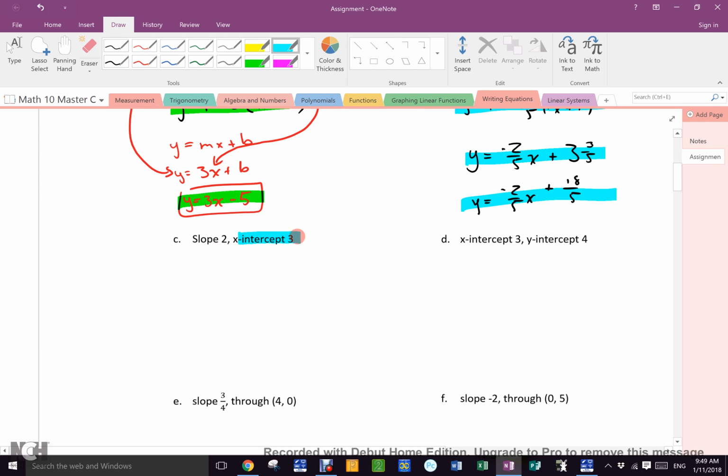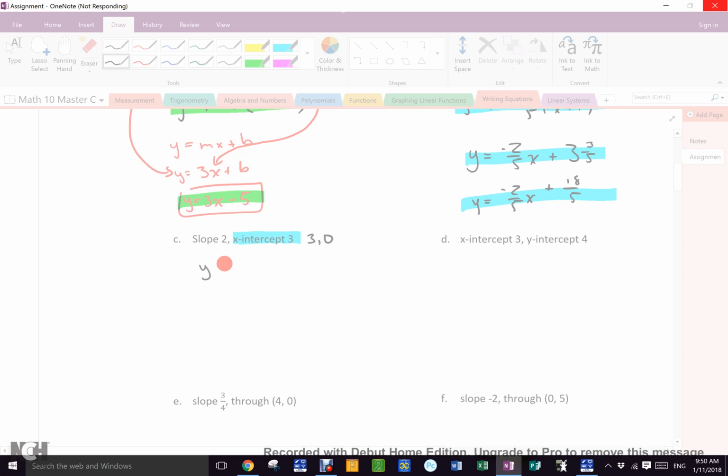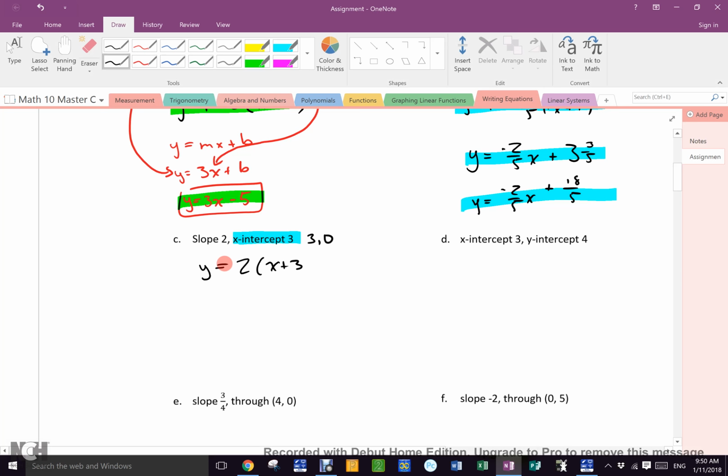Slope and x-intercept. This one's tricky because a lot of people put it in slope-intercept form and put a 3 there. What's wrong with doing that? The 3 is the x-intercept, not the y-intercept. So really, this is 3, 0, and it's point slope again, yeah? So it's y equals 2x minus 3. That's going to show up as plus 3, but I can't erase it because it's not on the screen yet. X minus 3. Or y equals 2x minus 6. Either of them.